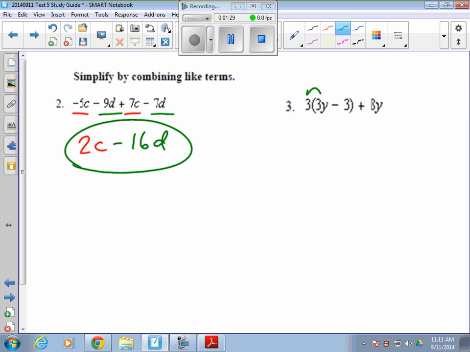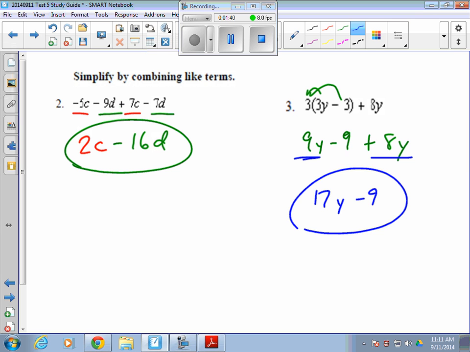Distribute 3 times 3y and 3 times negative 3. Then put your like terms together. 8y and 9y and 8y is 17y minus 9.